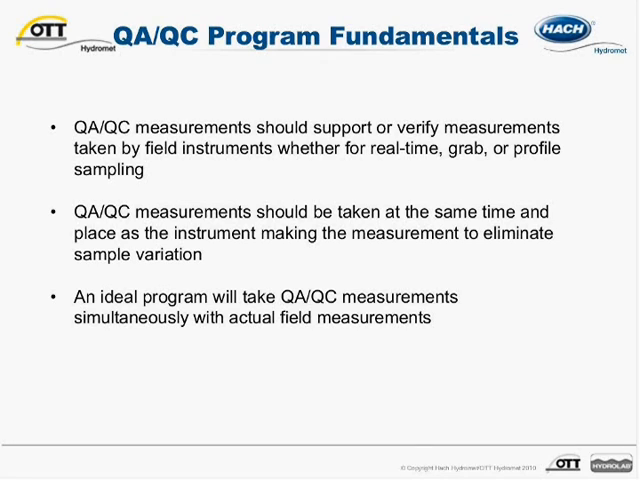Similarly, the measurement or sample needs to be taken not from 100 feet away, but at the same spot. If an instrument is deployed at a depth of 10 meters, the sample needs to be taken at a depth of 10 meters, not 8, and call it good enough. An ideal program will take QA/QC measurements simultaneously and at the same location as the primary measurement. This may seem rigid, but these guidelines should be followed as much as possible in the interest of minimizing sample-to-sample variation.